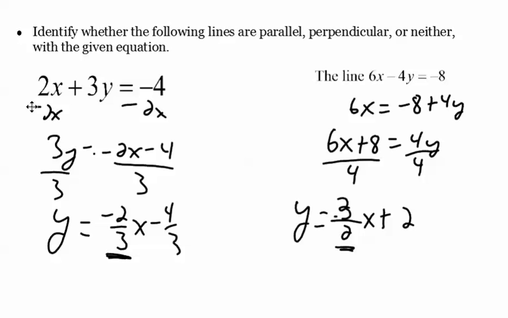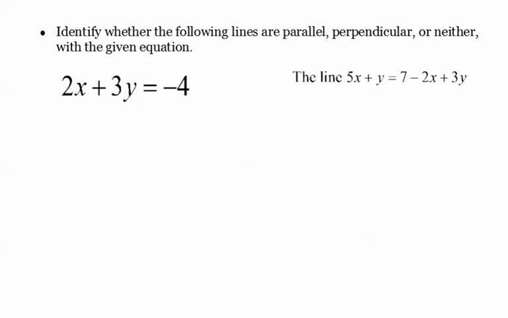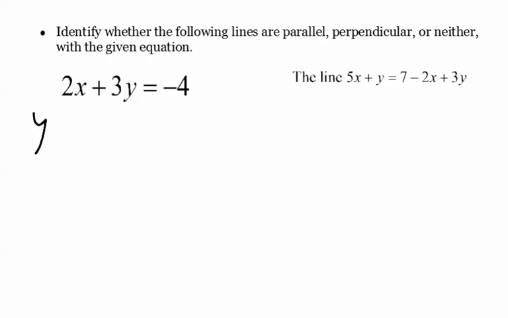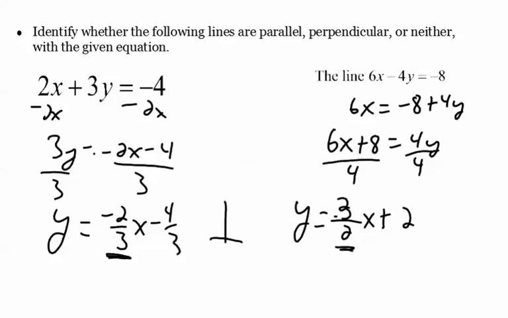Well, what's the relationship between the slope that's -2 over 3 and the slope that is 3 over 2? Well, they're negative reciprocals, so these guys are in fact perpendicular. Moving on to the next one, same line. So the last thing we did is we solved this. This is -2/3 x minus 4/3. So we have y equals -2/3 x minus 4/3.